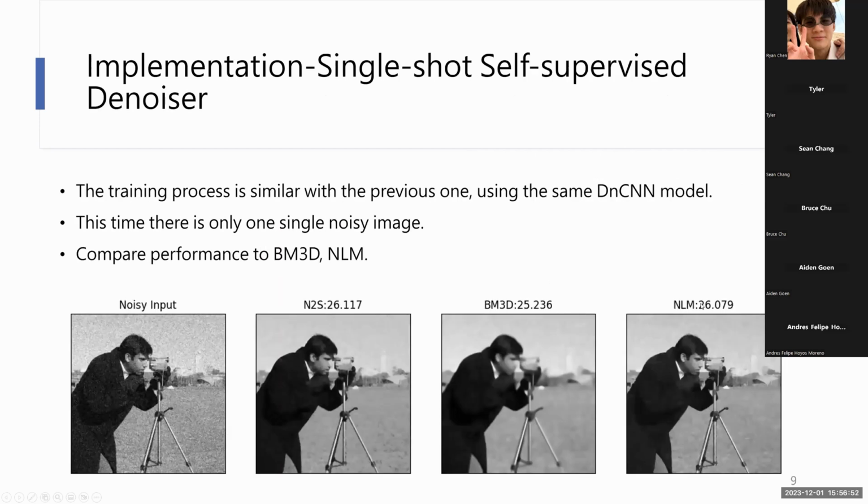Lastly, we implement a single-shot self-supervised denoiser, which is our original target. The training process is similar to the previous one. However, this time the only input is a single noisy image, hence the name single shot. We compare its denoising performance to other benchmark methods like BM3D and non-local means, and it turns out that it can achieve the same level of denoising with a similar PSNR value.